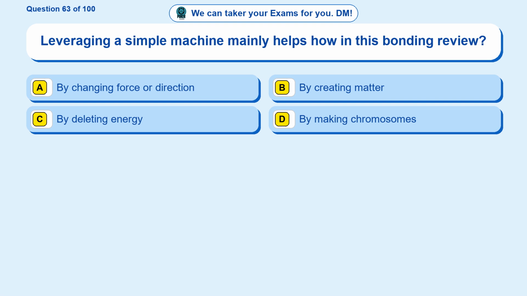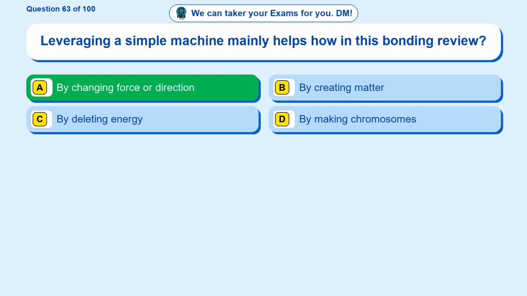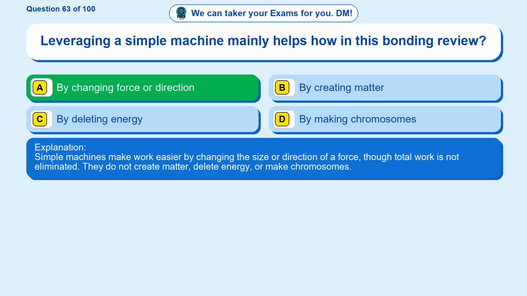Question 63. Leveraging a simple machine mainly helps how in this bonding review? Option A. By changing force or direction. Option B. By creating matter. Option C. By deleting energy. Option D. By making chromosomes. The correct answer is option A. By changing force or direction. Simple machines make work easier by changing the size or direction of a force, though total work is not eliminated. They do not create matter, delete energy, or make chromosomes.